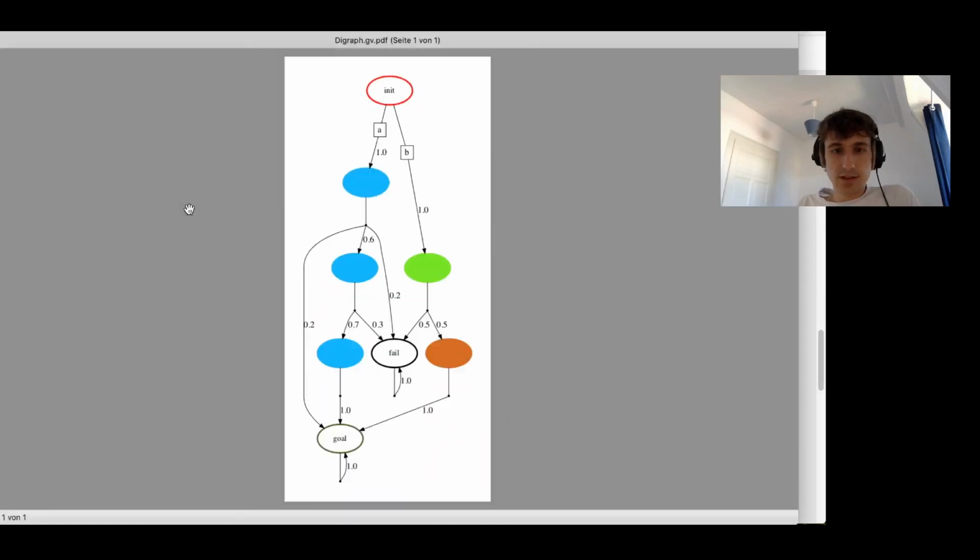So you can see that it has 2 actions in the initial state. The rest is probabilistic. There is a fail state and a goal state, and there are some labels which are indicated by these different colors.